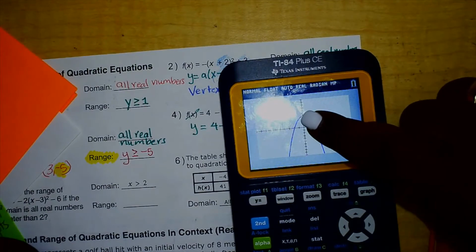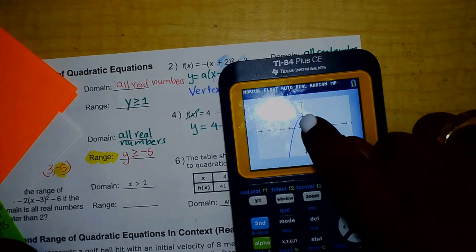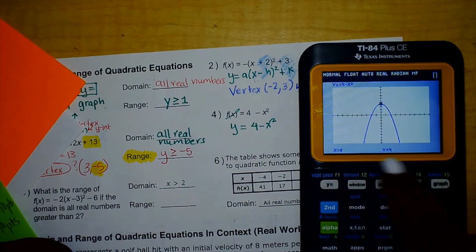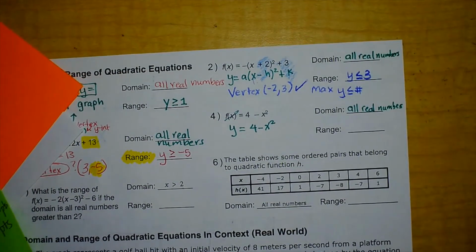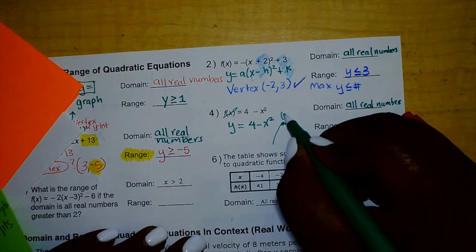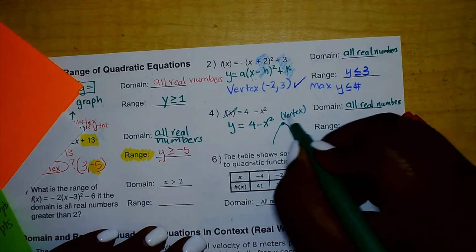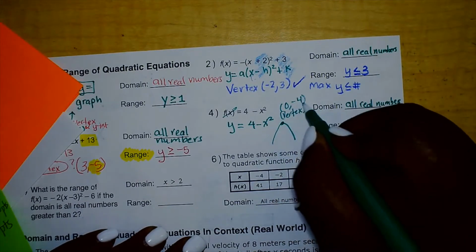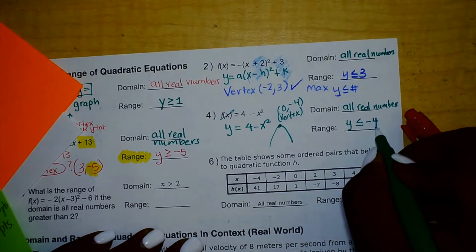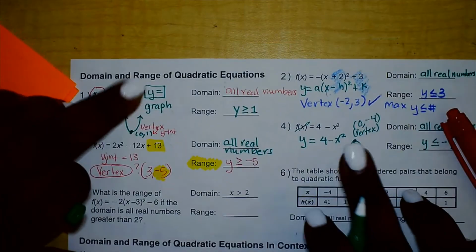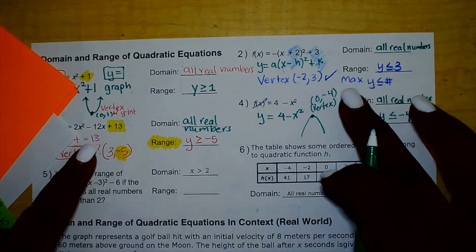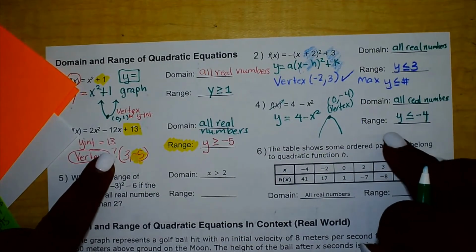Notice the vertex and the y-intercept are the exact same here. You can see it. Press trace. That's at (0, -4). So in this case, the vertex is at (0, -4). The range is going to be y is less than or equal to -4 because they're the same. It's just like this one. These two are alike. With these two, you have to look at how the vertex is different from the y-intercept.